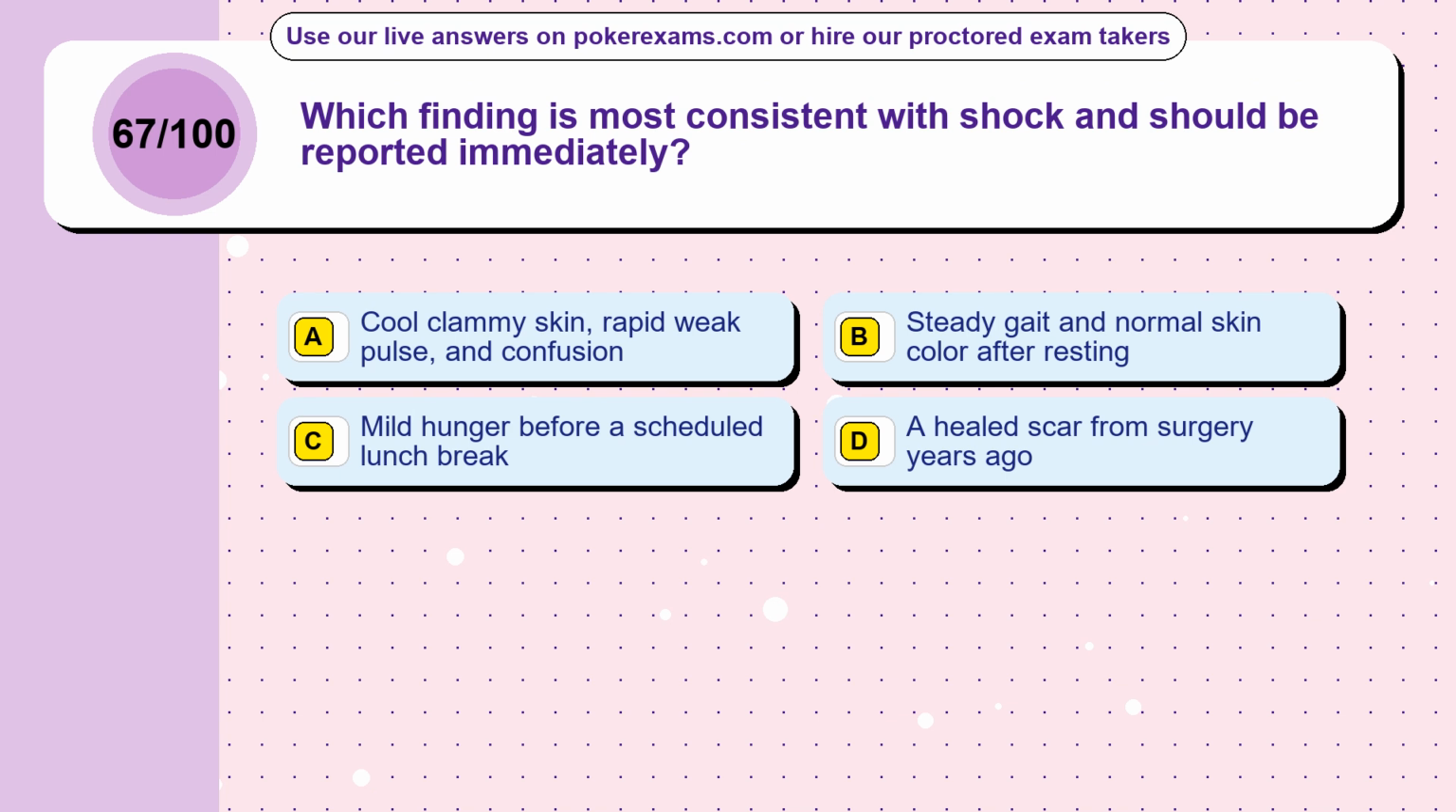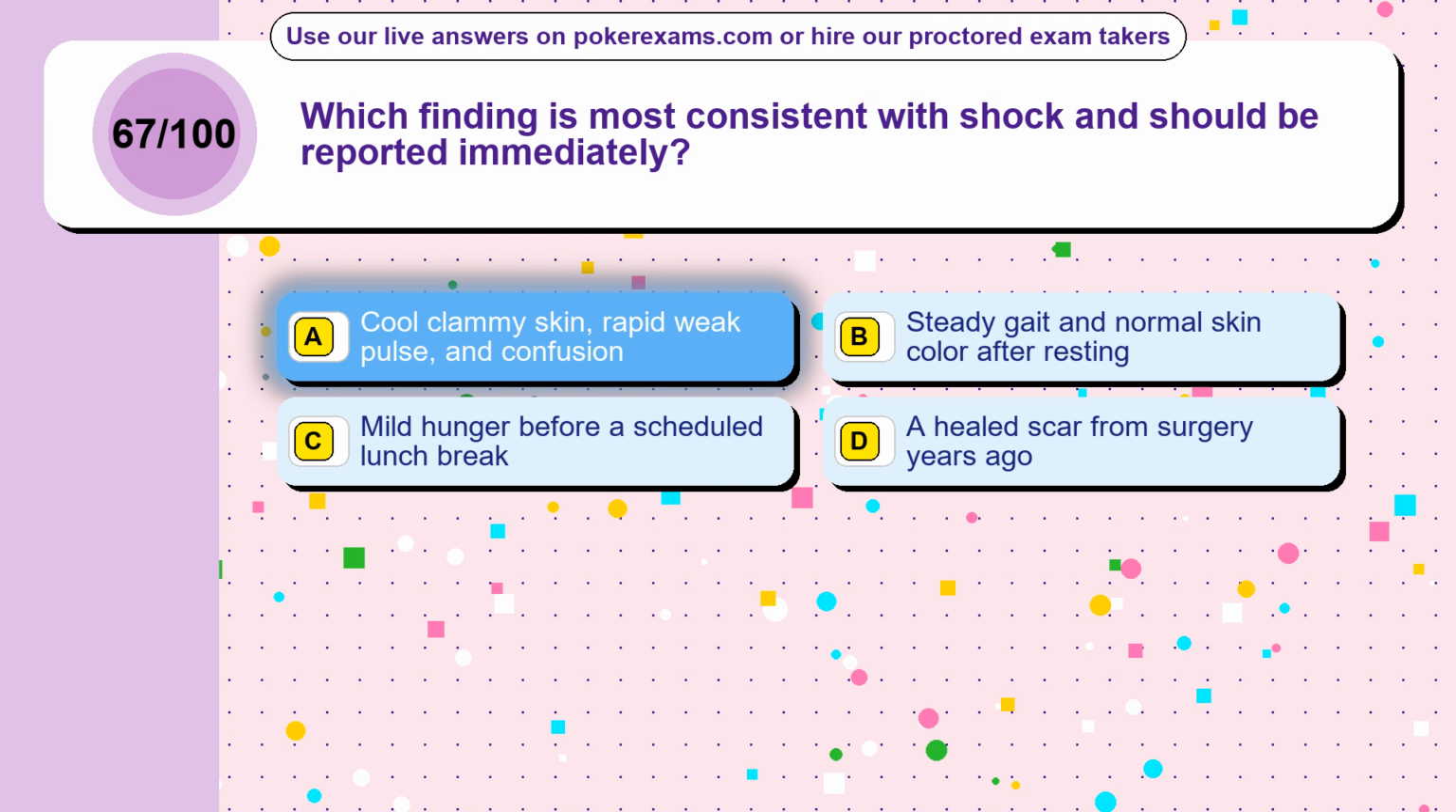Question 67. Which finding is most consistent with shock and should be reported immediately? Option A. Cool clammy skin, rapid weak pulse, and confusion. Option B. Steady gait and normal skin color after resting. Option C. Mild hunger before a scheduled lunch break. Option D. A healed scar from surgery years ago.